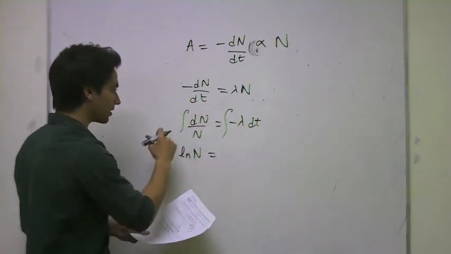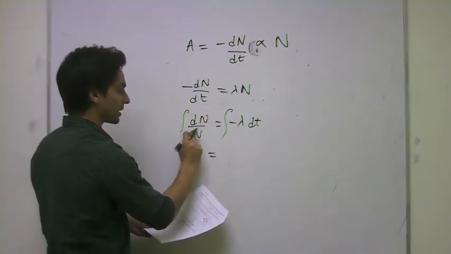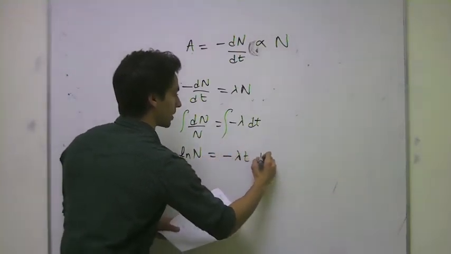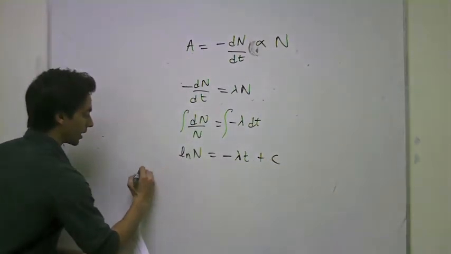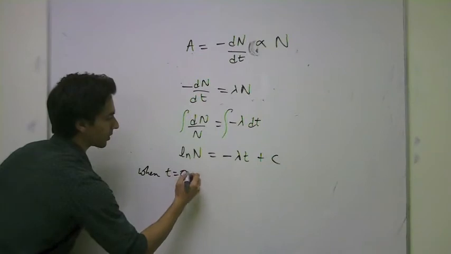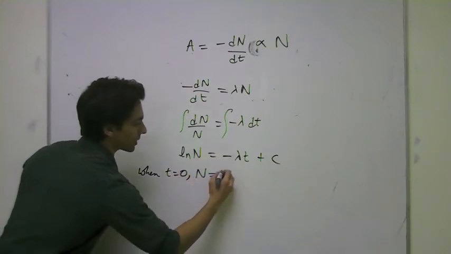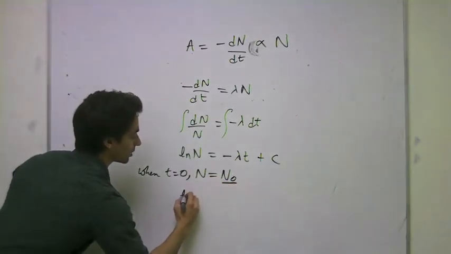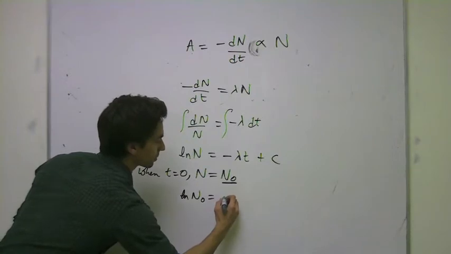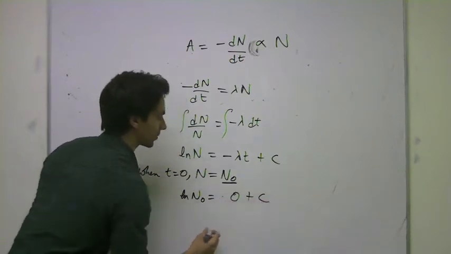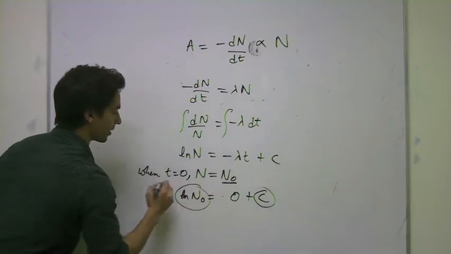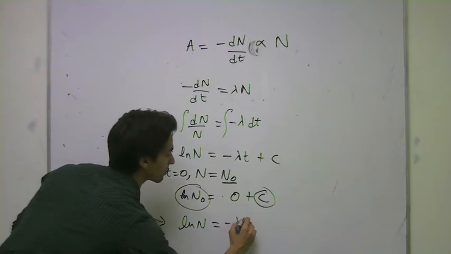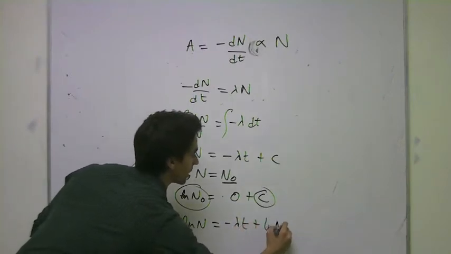Integrating both sides with limitless integrations, you will get ln N equals minus lambda t plus a constant. Now when time is 0, we know that the number of nuclei present is N naught. N naught is the initial number of nuclei in the sample. Therefore ln N naught equals 0 plus c. So c then becomes ln N naught. Substituting this here, we have ln N equals minus lambda t plus ln N naught.